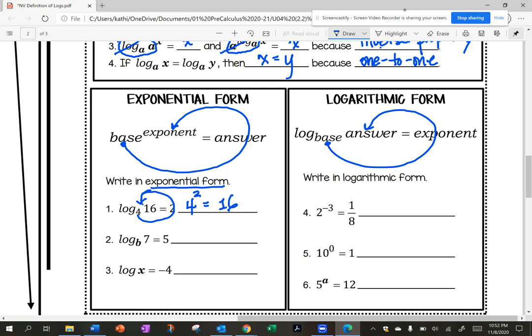So I start at the base. The next thing, the answer is the exponent, and go through. All right, so let's try again. I start at the base and I'm going to go this way. So I'm going to write b to the 5th equals 7. All right, what is my base here? I have no base written, so it is assumed to be 10. So I'm going to write this way: 10 to the negative 4 equals x.